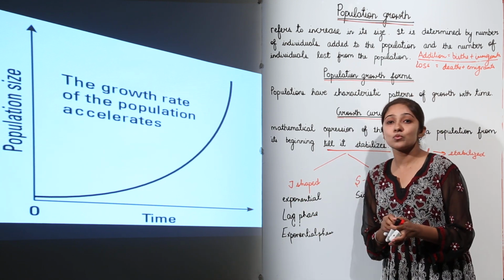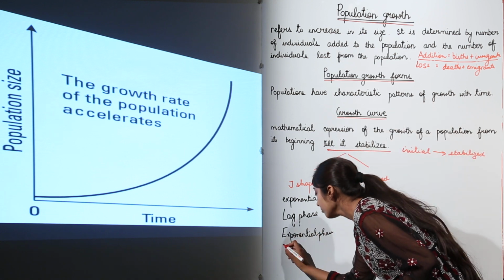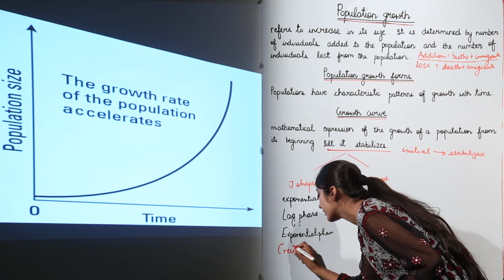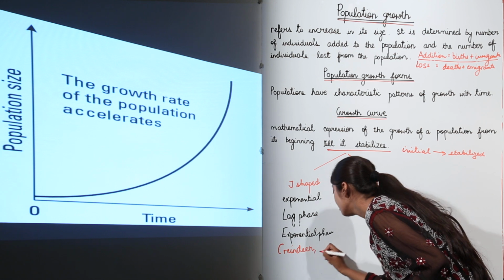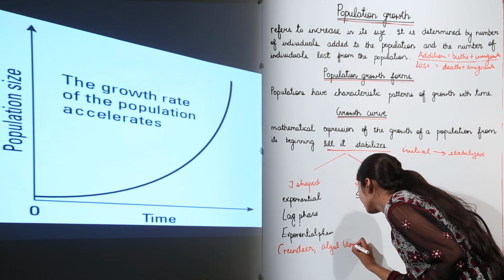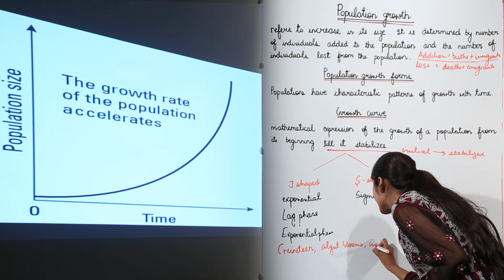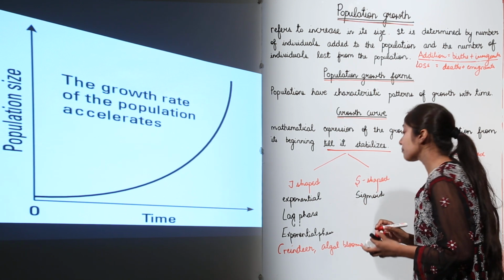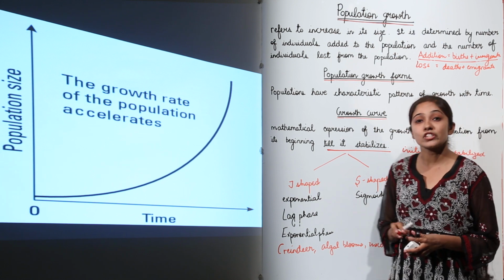What examples will you cite here? First, I told you, it is the case of reindeer, algal blooms, and some insects. So these examples you can cite in the case of the J-shaped growth curve.